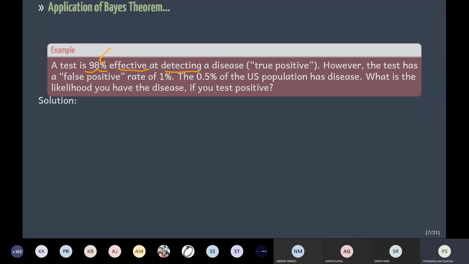However, the test has a false positive rate of 1%. So first thing is that it has a 98% probability of detecting a disease, which is positive. So if you go through the test and it's positive, then it's 98% likely that you have a disease. And the false positive rate is 1%. And 0.5% of the population has the disease. What is the likelihood that you have the disease if you test positive? Okay, so these are all the information given to us.